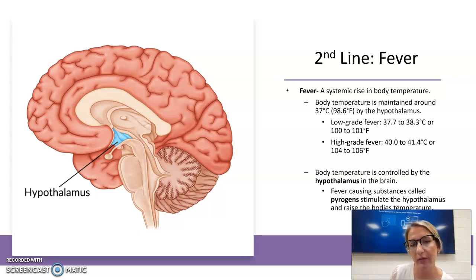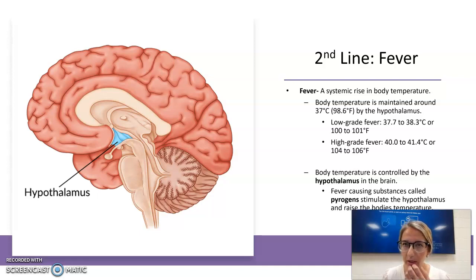And then we have low grade and high grade fevers. So a low grade would be 100 to 101 degrees Fahrenheit, and then high grade 104 to 106. And then anything after that can often be considered detrimental or potentially even fatal.